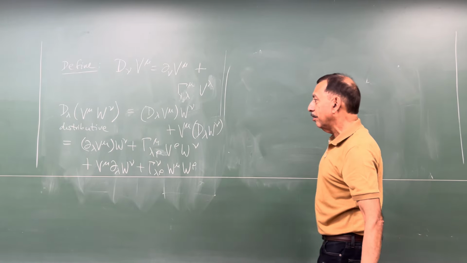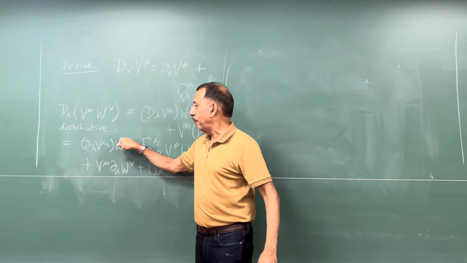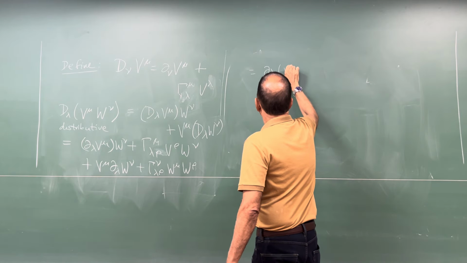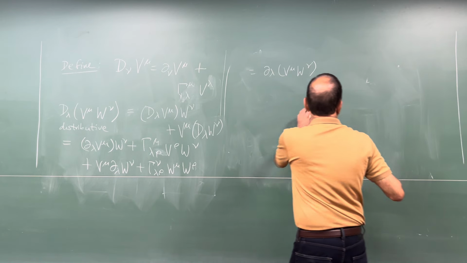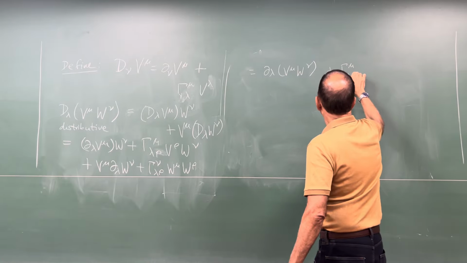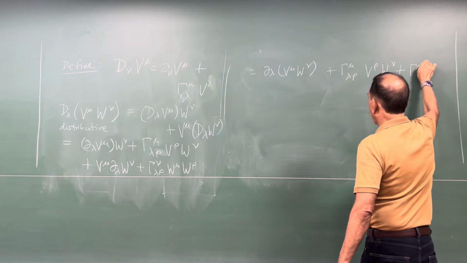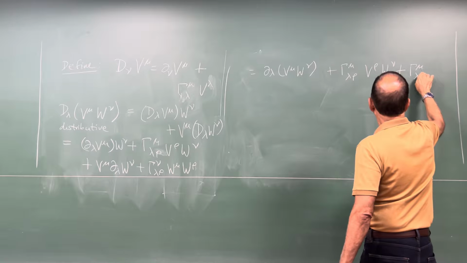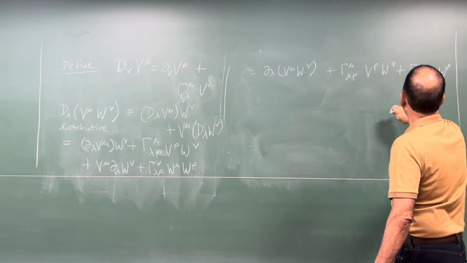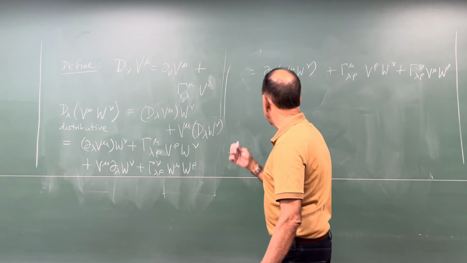Now the ordinary derivative is certainly distributive. So this term plus this term is nothing but del lambda of v mu w nu. I can just collect them. And I have two more terms. One is gamma mu lambda rho v rho w nu, and one is gamma mu lambda rho v mu w rho. No, something is wrong. Gamma nu. Yes. Good.